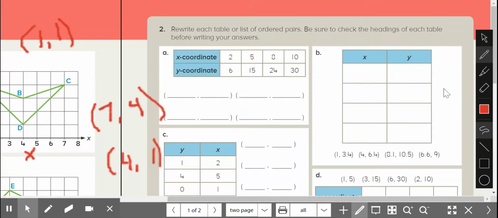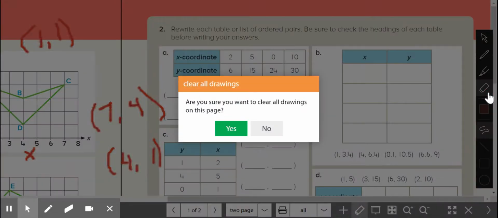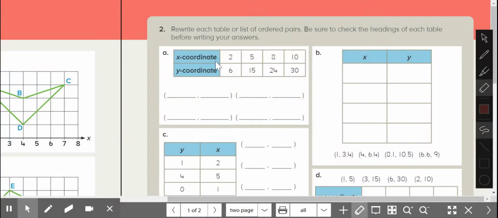The next page shows us, and I'm going to go ahead and erase. The next page shows us X coordinate and Y coordinate. Each one of these sets goes together. So X and Y. It asks us to rewrite each table as an ordered pair. Be sure to check the headings of each table before your answers. That's why I'm looking at these really quickly for you. So this is the chart, and we're going to put it in as an ordered pair. So this is 2, 6.